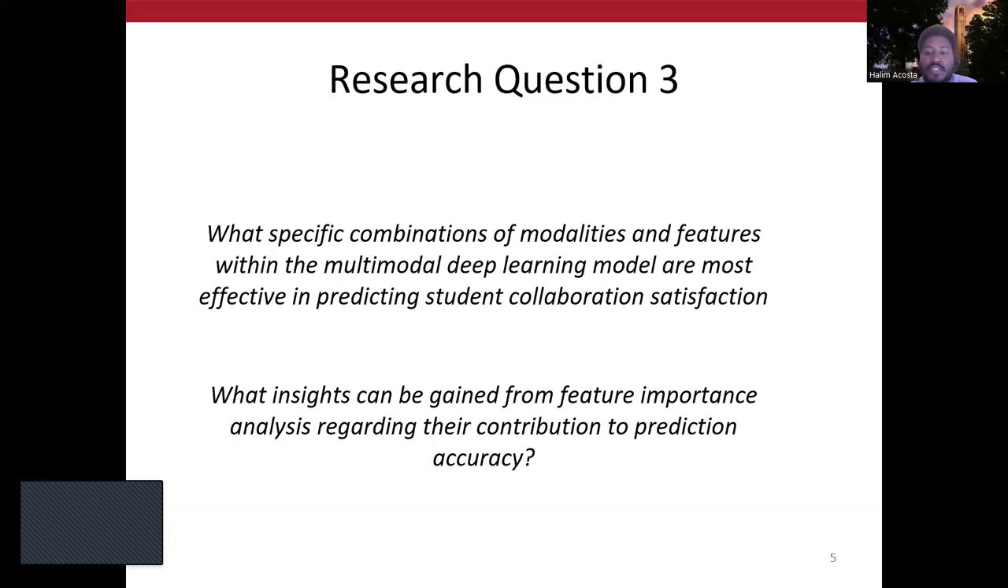Finally, our third research question asks what specific combination of modalities and features are most effective for our proposed model. Additionally, we would like to understand how feature importance analysis can aid in our understanding of the predictive features for our task.